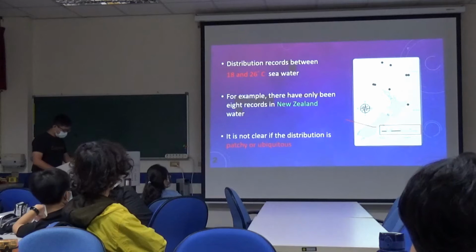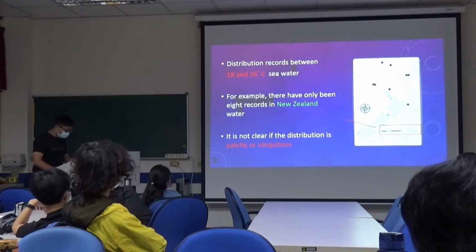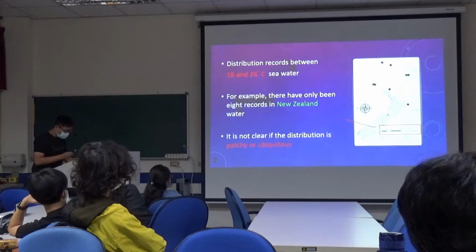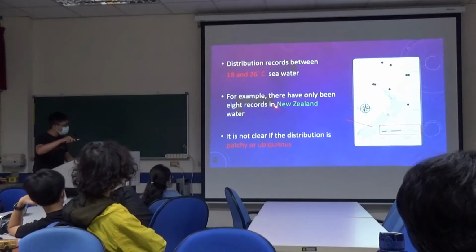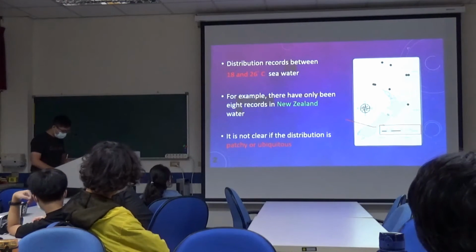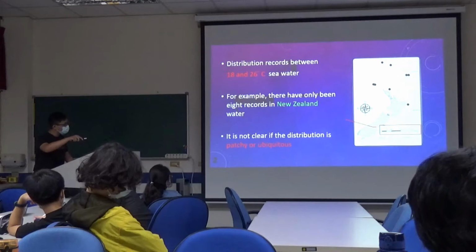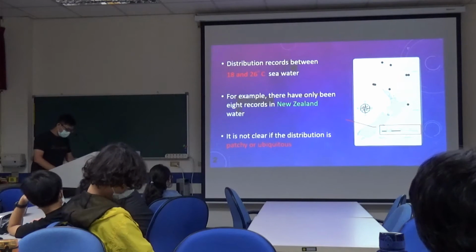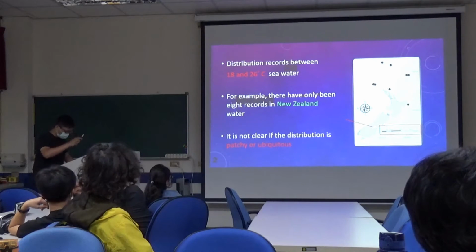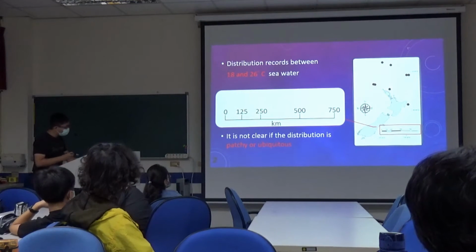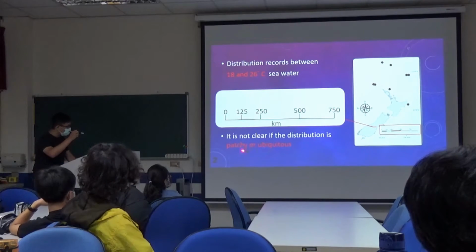And according to records, cookie cutter sharks are found in seawater between 18 and 26 degrees Celsius. For example, there have only been 8 records in New Zealand waters, and these records are distributed like this picture. The scale is too small, so let me zoom in. Okay, but it is not clear if the distribution is patchy or ubiquitous.